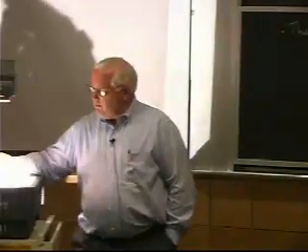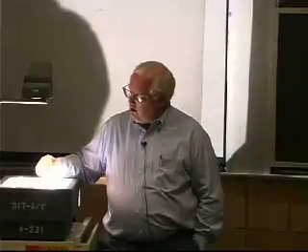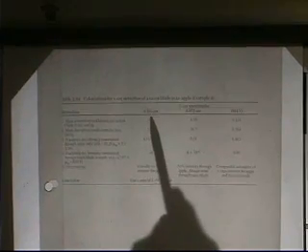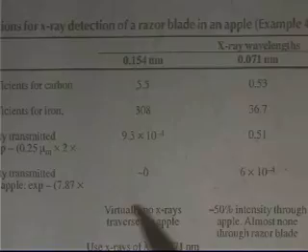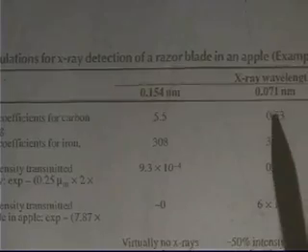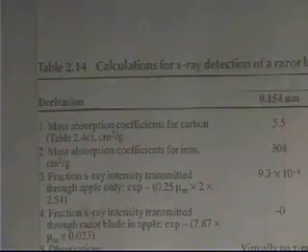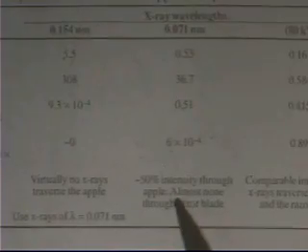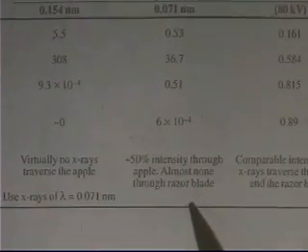Anyway, this is the table that goes along with that razor blade and the apple. If you use 0.154 nanometer wavelength radiation, you can't even get through the apple at that wavelength. Now, if I go down by a factor of 2, because this thing is going up exponentially in intensity, you'll get about half the intensity through the apple, and nothing will go through that razor blade. So that's what you want to use.